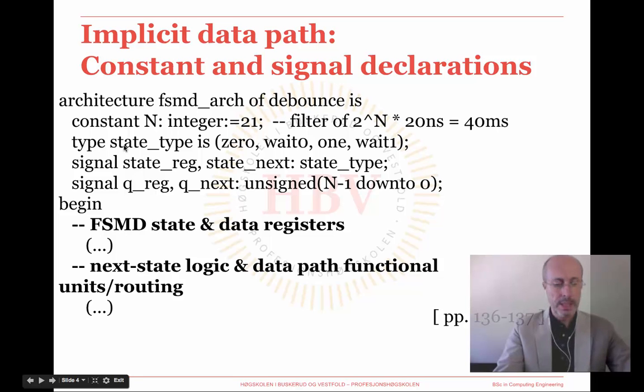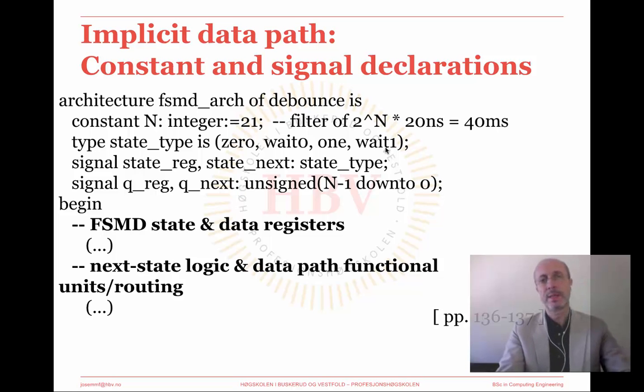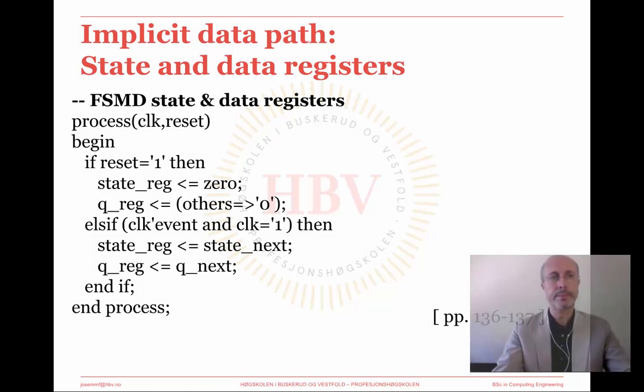We also declare a user-defined data type to represent the 4 states of the finite state machine that makes up the control path of our FSMD. And of course declare the state register and state next signals that go along with it. And finally, we declare the various counter-related signals.